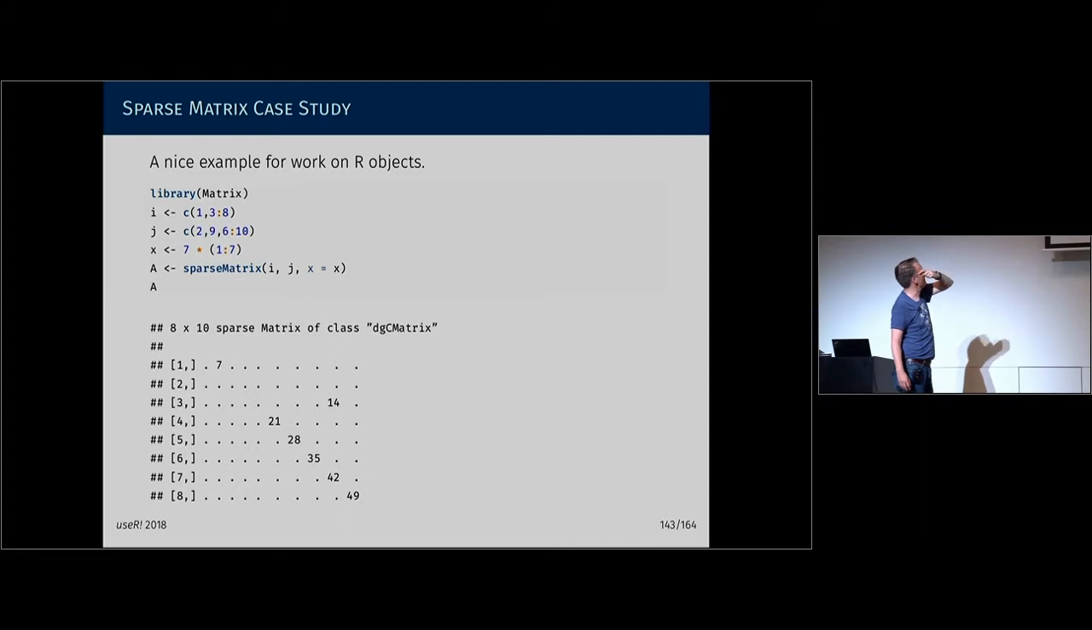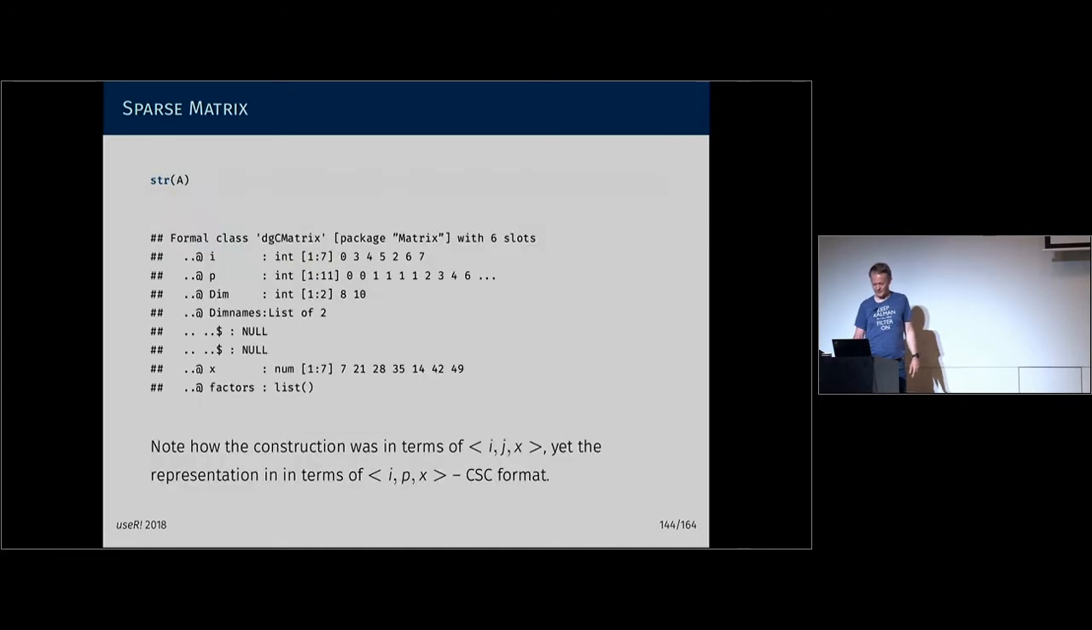But anyway, basically you're passing three elements, I and J as positions, and X as the payload. And you see that I is 1, and then 3 to 8, the row indices. J is 2, 9, and then 6 to 10. So that's value 7, 14, and the others. And the payload is actually 7 times 1 to 7. And you see how it hopscotches there, 7 to 14. So we have an 80-element matrix with 7 elements. And it's C format.